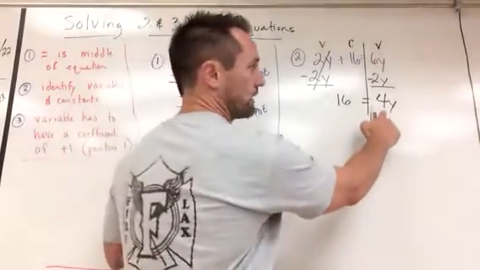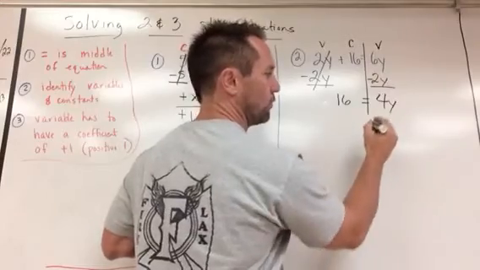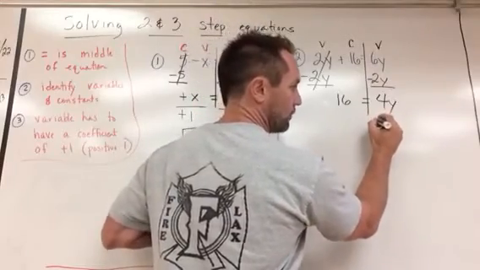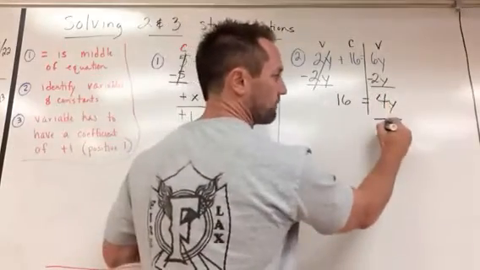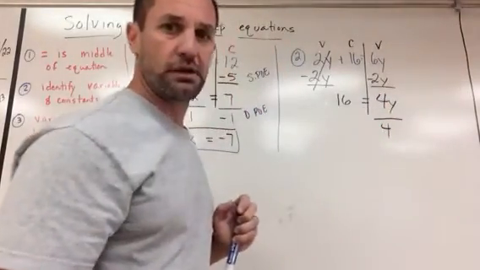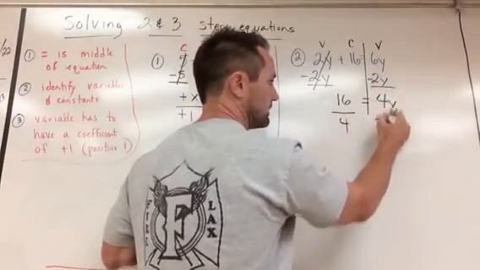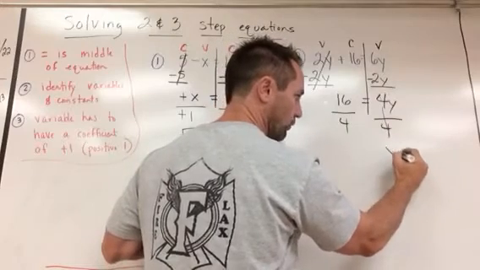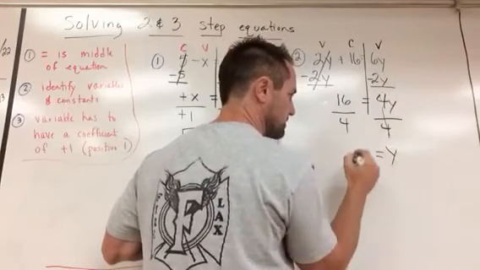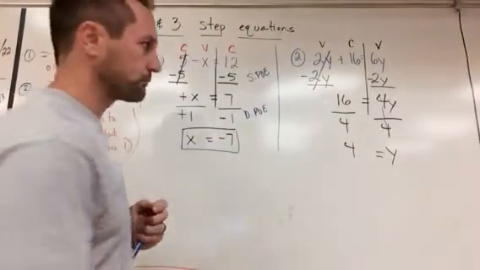Step 2, we have to isolate our variable and get a singular positive 1 as our coefficient. The way you always do that is you divide by whatever the coefficient is. If you divide by the coefficient, you will get that single positive 1, because 4 divided by 4 is 1. So 1y is equal to 16 divided by 4, which is 4.